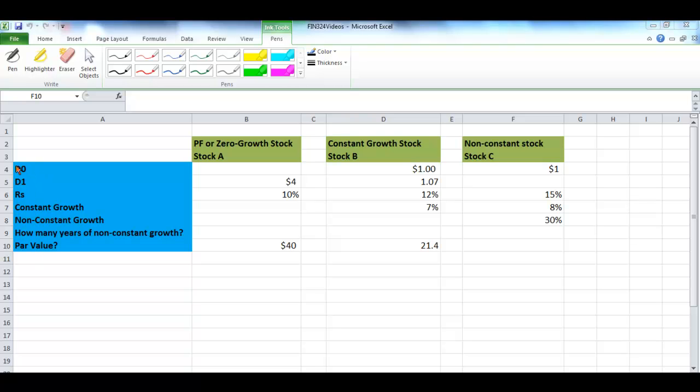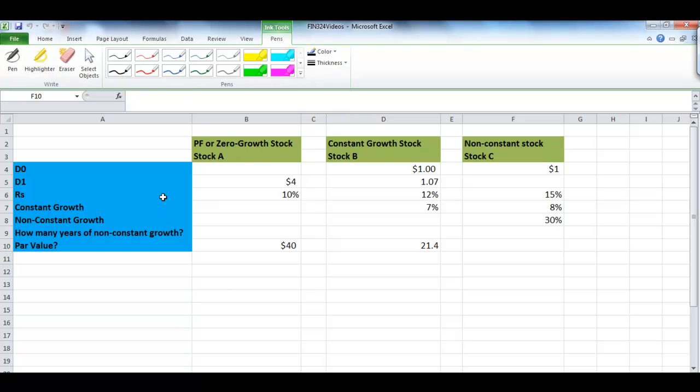When we're answering these questions, all we need to know is the data over here. We need to know, was it a just paid stock or D0 or a dividend? Was it a D1, a dividend 1 year from now? What is the RS, the required rate of return for the stock based upon the capital asset pricing model? What is the constant growth rate? Is it growing in a non-constant growth rate, and for how many years? Therefore, we can determine the par value. So I'm going to go ahead and just draw out some of these pictures.